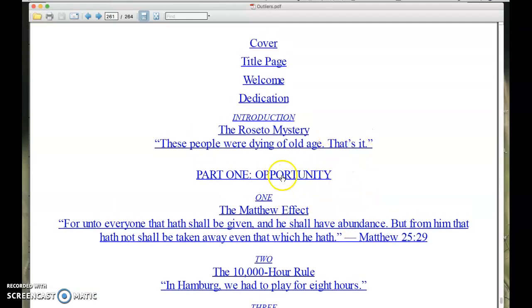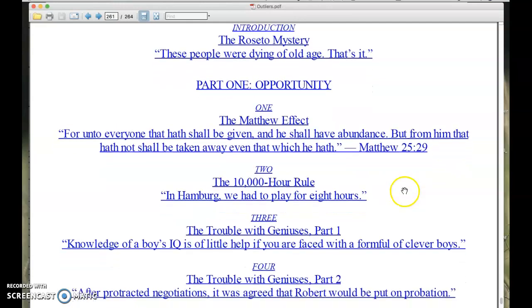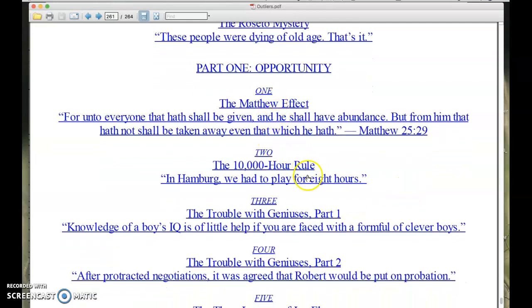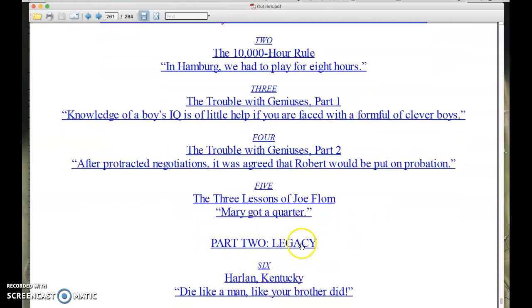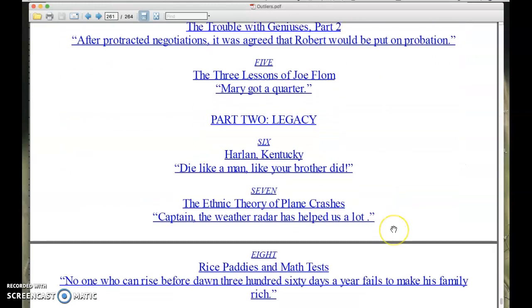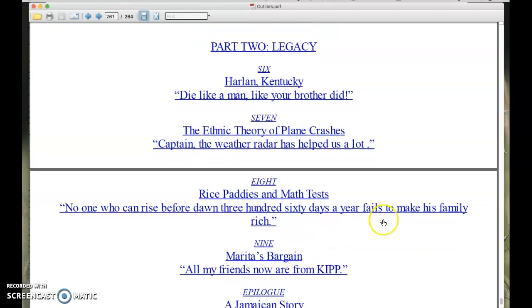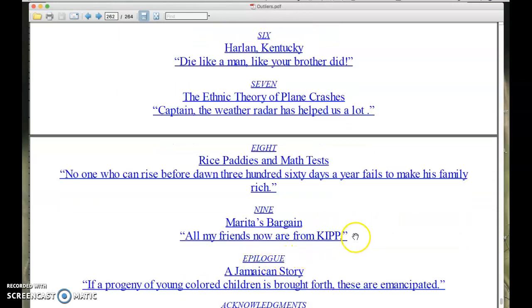So what I also notice if I look here is you have part one, opportunity. And then it looks like there are, one, two, three, four, five chapters. And then we have part two, legacy. And then it lists four more chapters and an epilogue, which is like a concluding chapter.